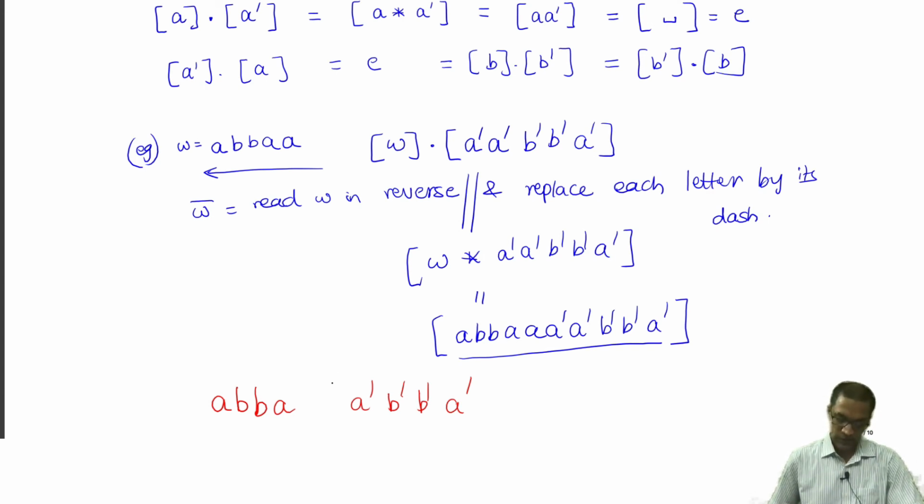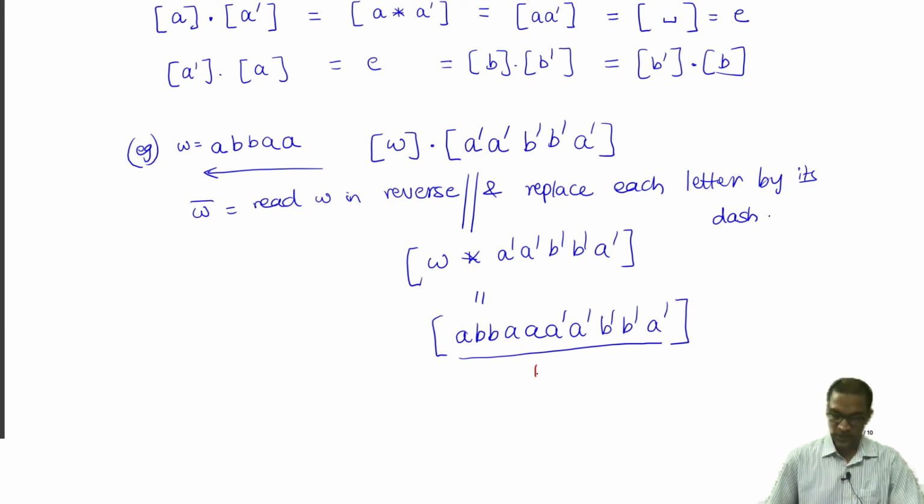Okay, now I look at what's left. Now again, in what's left, I see that an A and an A dash are paired up. So I can erase them. Okay, now I look at what's left. I see that this B and this B dash are paired up. So I erase them. Again, what's left? The B and this B dash are paired up. This A and this A dash are paired up.